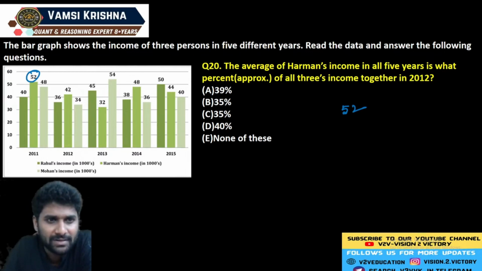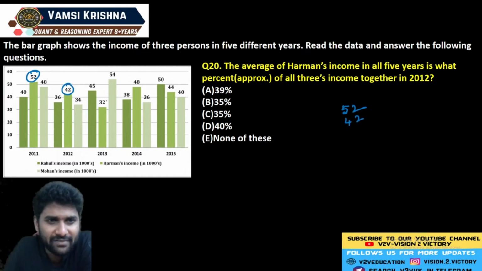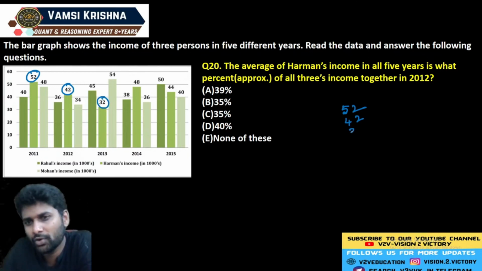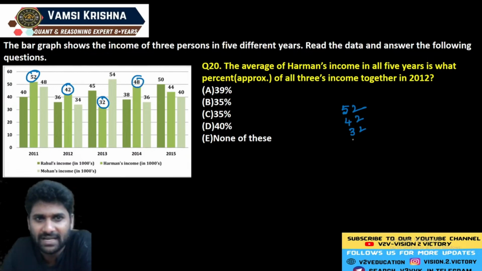52,000. Take the data clearly, guys. Don't miss any values here. It's a 32. And don't get any confusions in the diagram. So here the middle value is represented. It's a 48 and 44.